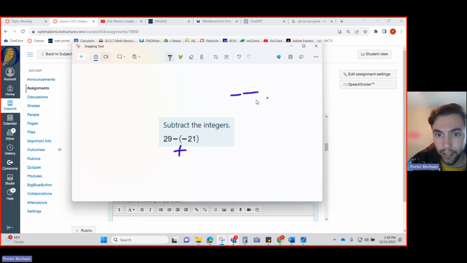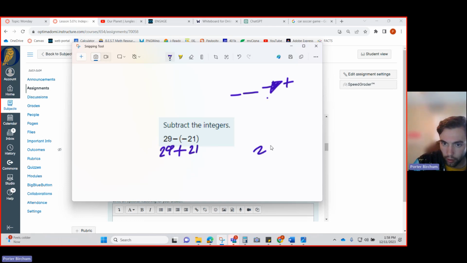So when a minus sign and a negative are right next to each other in a math sentence, they turn into a plus. So 29 minus negative 21 is the same as 29 plus 21, which is, keeping it in our heads, 50.